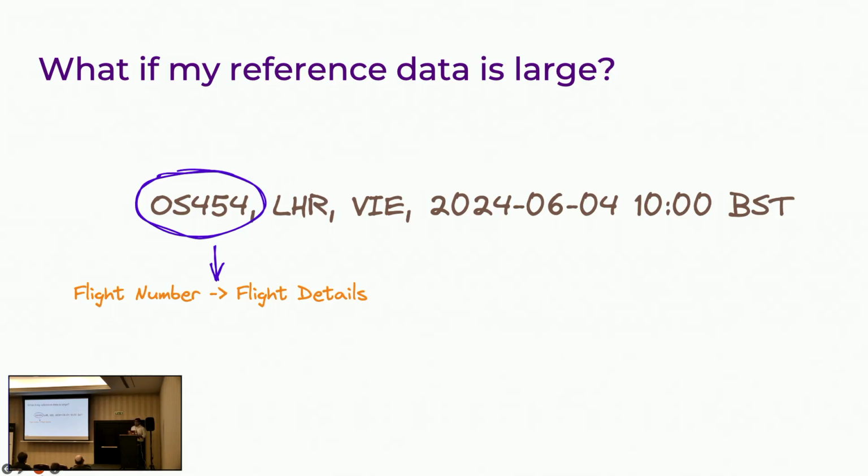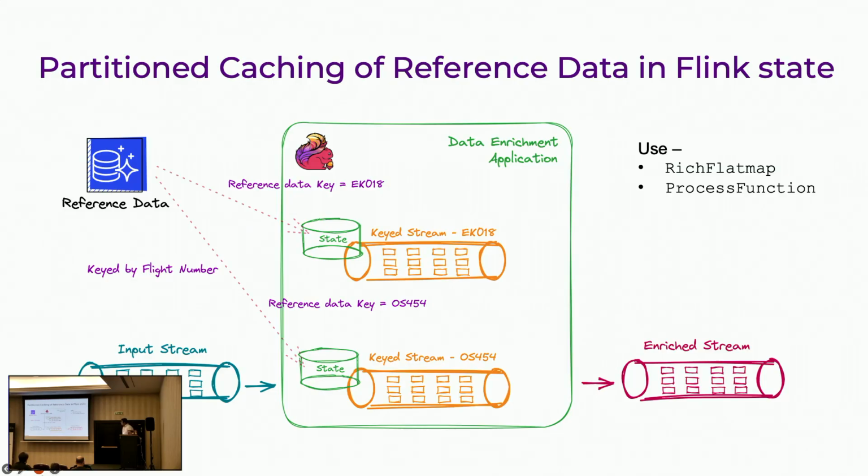Each and every route has got a flight number. So this reference data is obviously larger than the airport codes that we had. So how can you do that? We cannot load the same reference data into the subtask memory. What we can do is, we can actually cache the data in the Flink state in a partitioned manner.